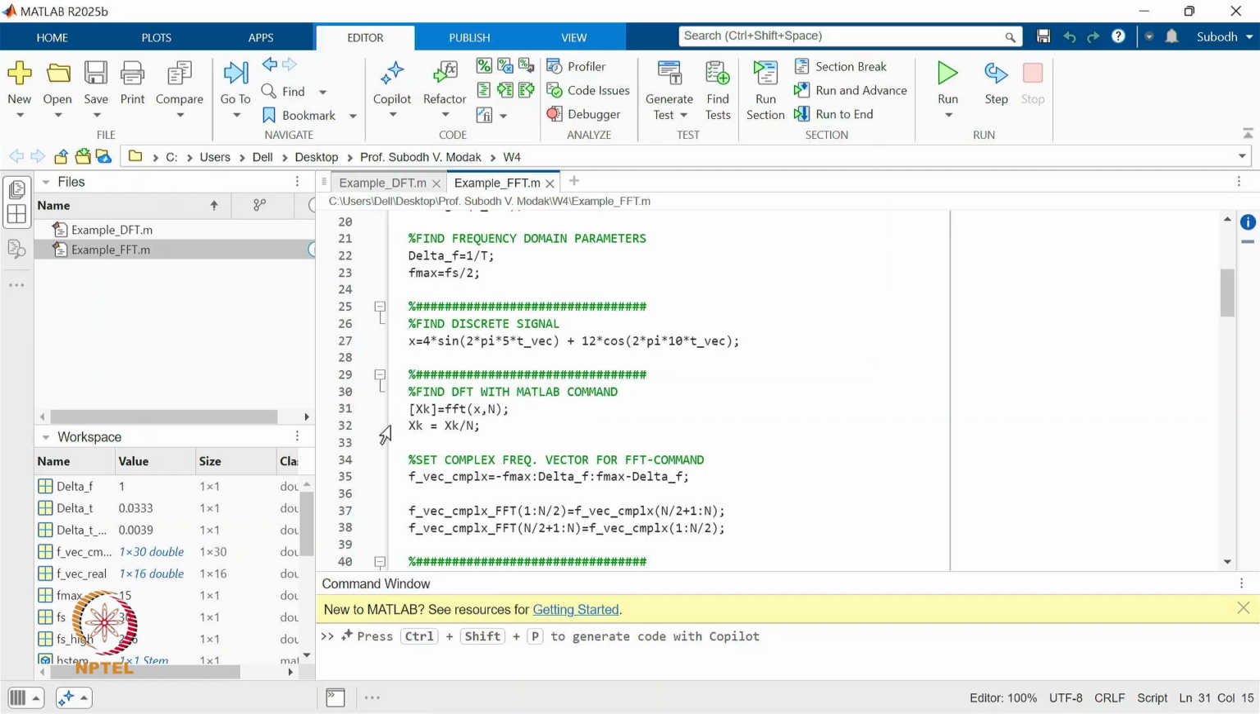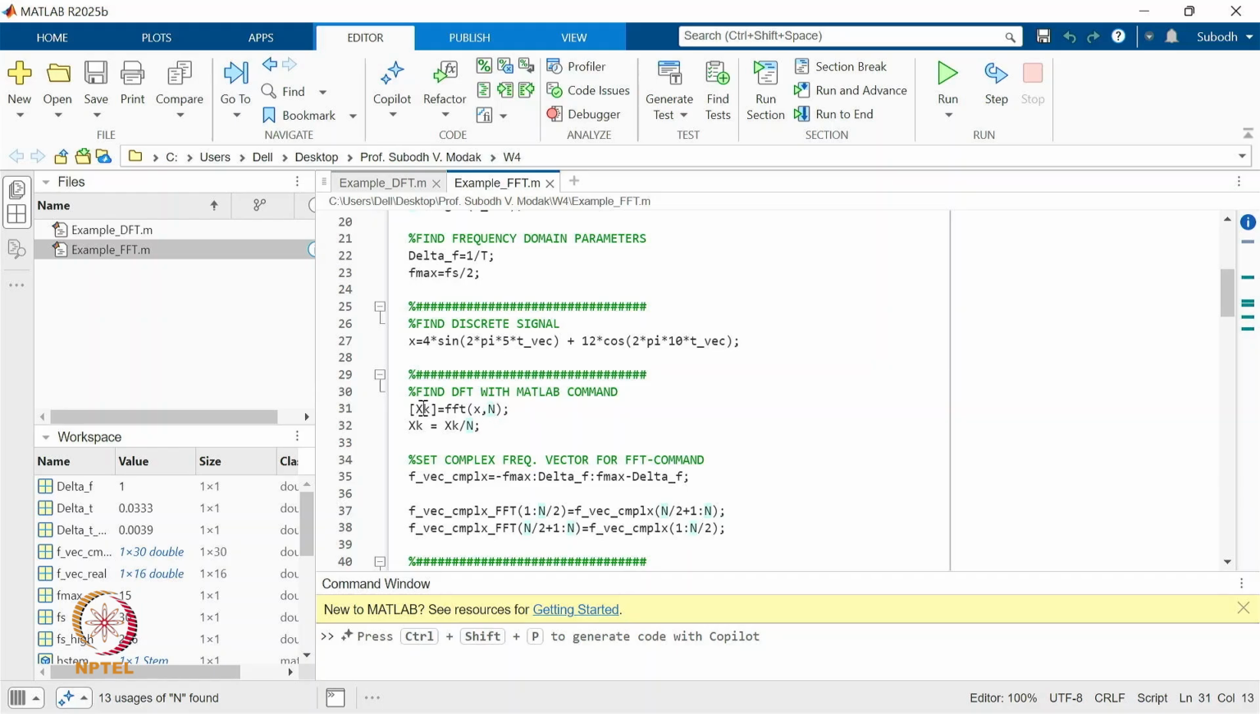And what is the command? The command is simply FFT. And what are the inputs to this command? The input to this command on the right hand side, as you can see, the first variable is the time vector, the vector of the samples of the signal x, and n tells the number of samples in the signal. But that can also be determined from x itself.